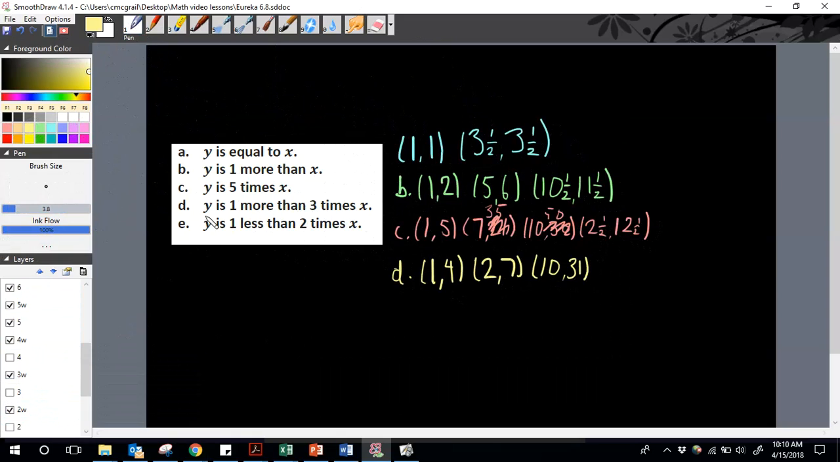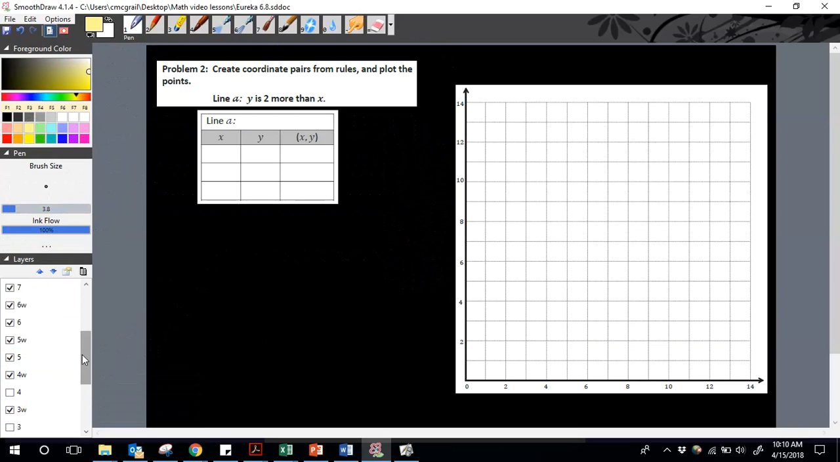We're going to pause here, and we're going to move on to the next question. So if you have the paper in front of you, please make sure that you have it out while we take a look at our template. Mine looks a little bit different from yours just to make sure that it fits, but it's all the same. So problem 2 is create coordinate pairs from rules and plot the points.